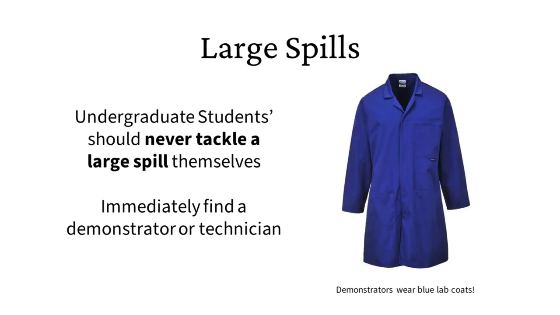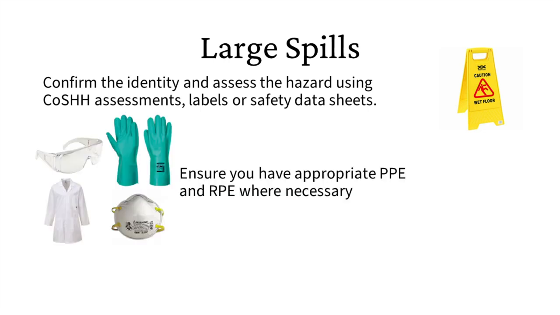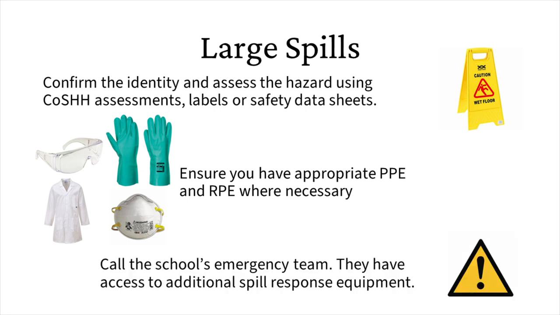Undergraduate students should immediately contact the demonstrator and should never try to tackle a large spill themselves. You should confirm the identity of the spilled material using the container label, COSH assessment, or any other information so that the hazard can be assessed before beginning cleanup. Those responding to a major spill must have appropriate PPE, including a lab coat, gloves, eye protection, and, where necessary, RPE. The school's emergency team have access to additional spill response equipment, including respirators and disposable overalls.